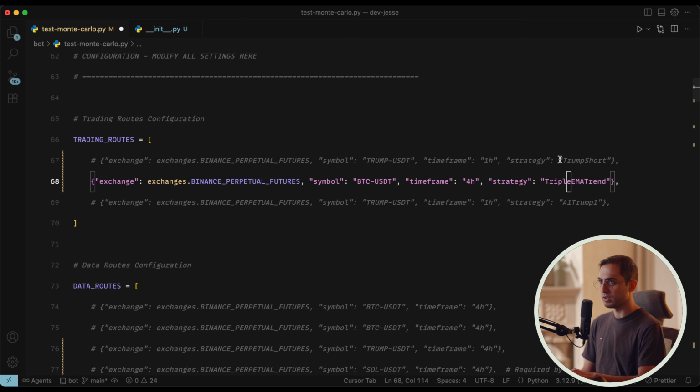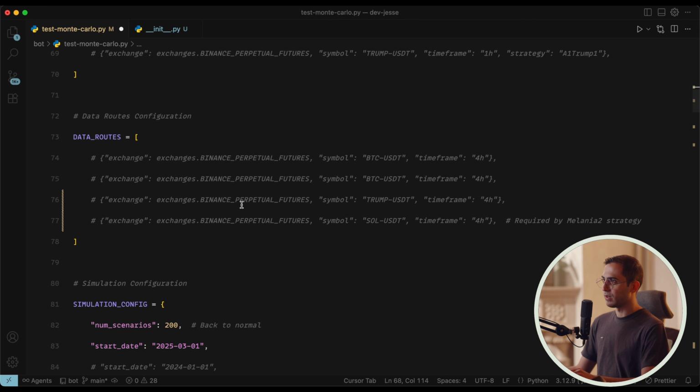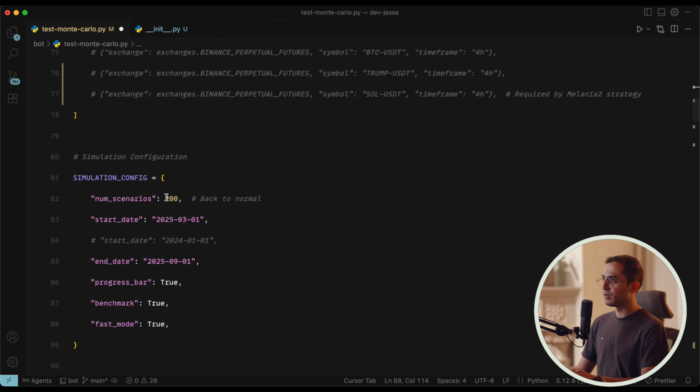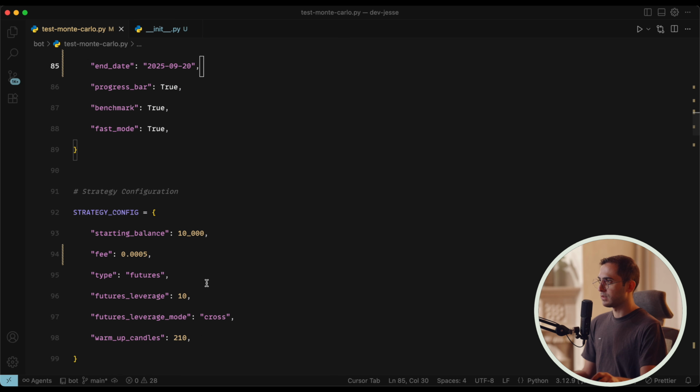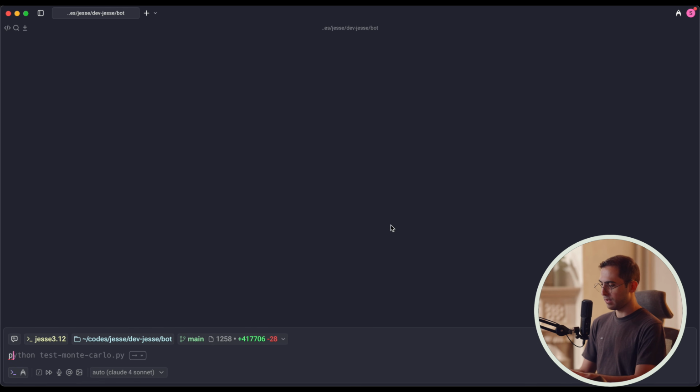So the name of the strategy, the time frame is 4 hours, the symbol is BTC/USDT, and the exchange is Binance Perpetual Futures. And we don't have any data routes, so I don't need to enable this part. And for the number of simulations, I have picked 200. And as for the beginning of it, let's set it to 2021 up until, so basically the same thing that we did for our backtest, and the trading fees and everything else is just fine. All right, so let's go to the terminal, and I will simply say python test Monte Carlo, which is the name that I gave that script. For you, it could be anything.